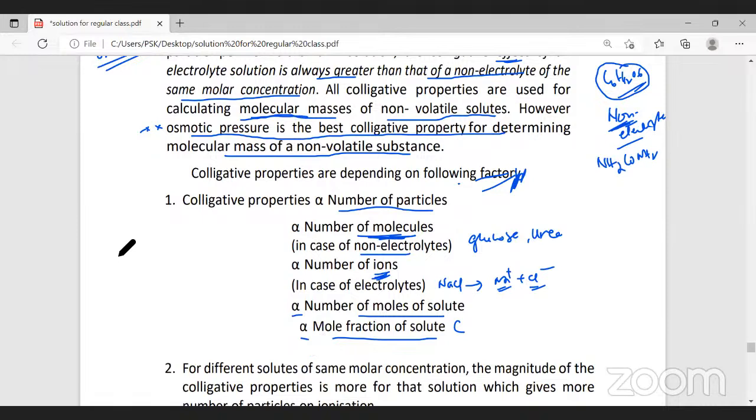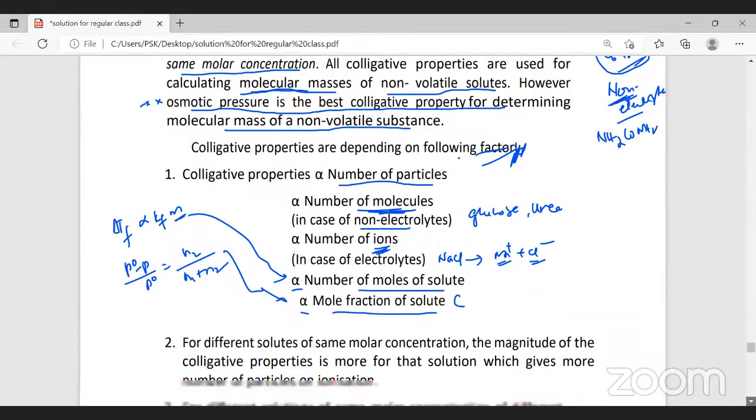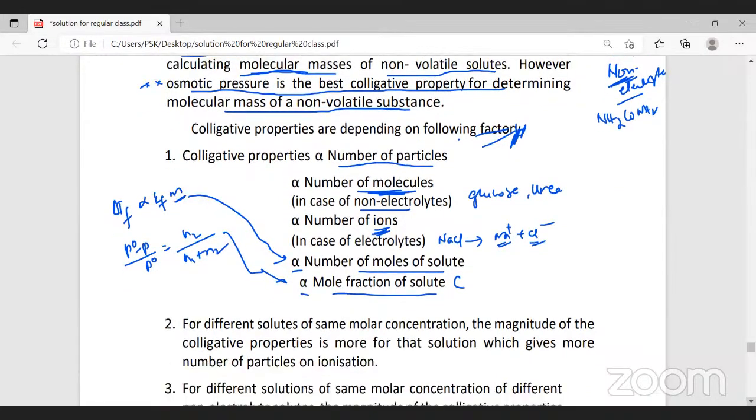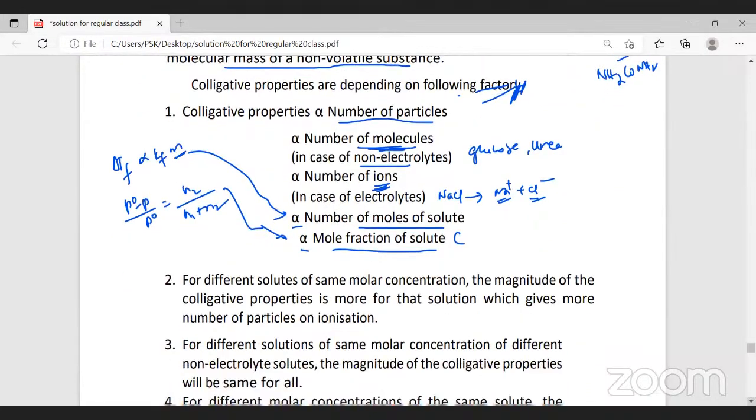Just remember, we have learned ΔTf is directly proportional to Kf and m. Number of moles is nothing but molality, concentration. Mole fraction: the relative lowering of vapor pressure, (P0 - P)/P0, is equal to N2/(N1 + N2). That is what the mole fraction stands for, and this is what the number of moles stands for. I hope you're following. So the first factor is that colligative property is directly proportional to number of particles.